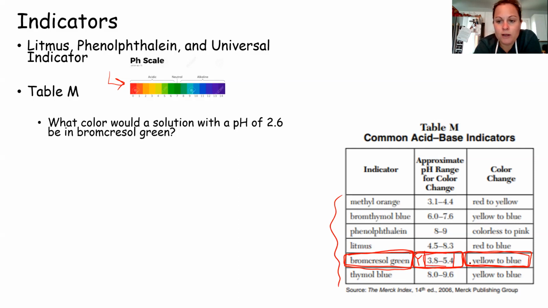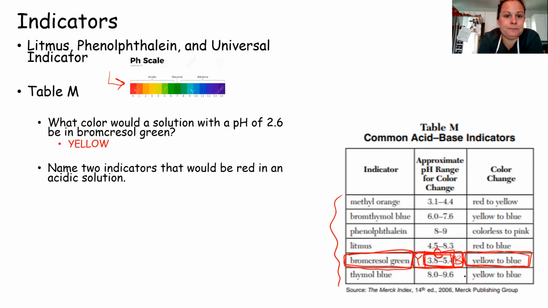In this small window, we're going to see an intermediate color between yellow and blue. But beyond a pH of 5.4, Bromcresol green is going to be blue. So you want to think, what would the transition color be between yellow to blue? And in this 3.8 to 5.4 range, I would see green, because yellow and blue make green. So to answer this question, if the pH is 2.6, that's below that range, so Bromcresol green would be yellow.